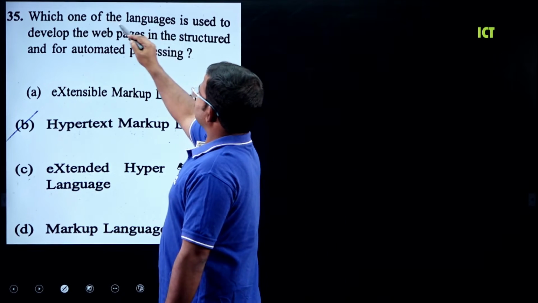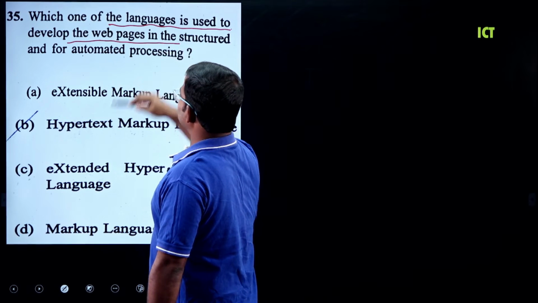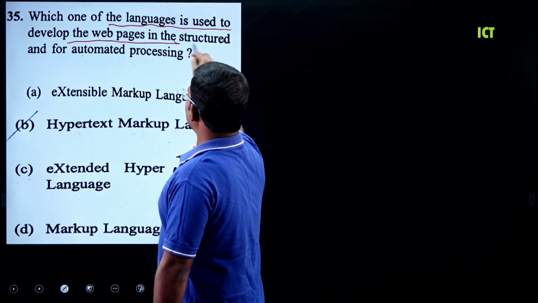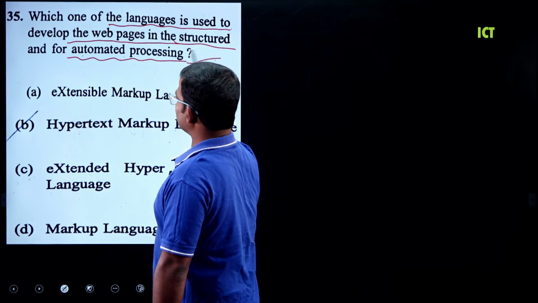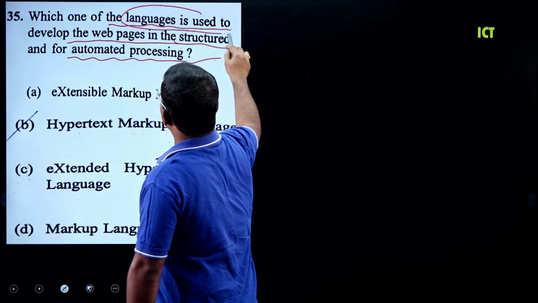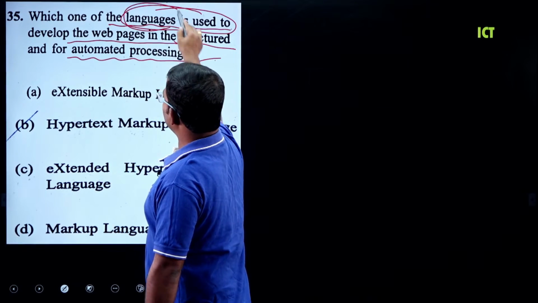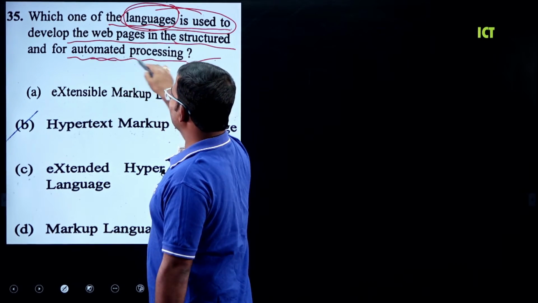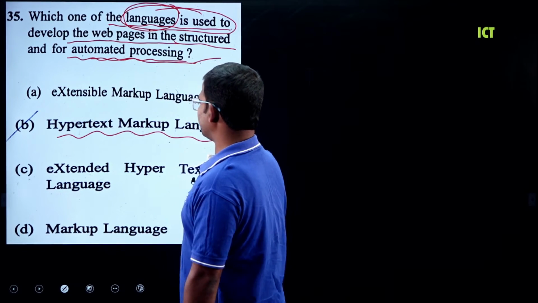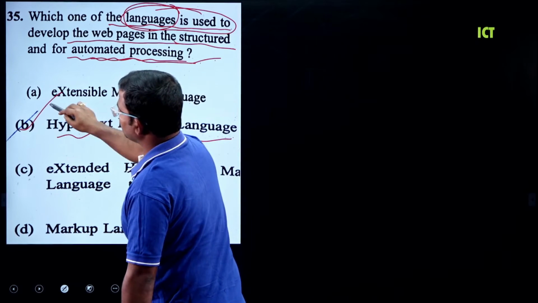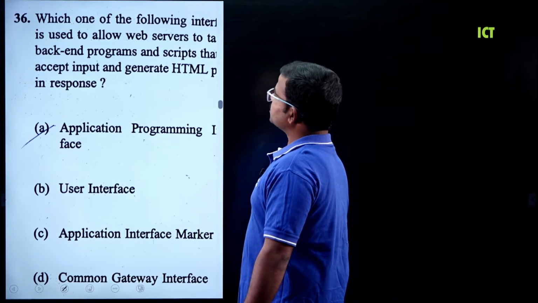Next one. Which one of the following languages is used to develop web pages in a structured way and for automated processing? Okay, so what did they mention? Which one of the languages is used for what? Automated processing. So here the correct option is hypertext markup language. Okay, hypertext markup language, it means option B is the right answer. Option B is the right answer. Okay, right, so the next one.